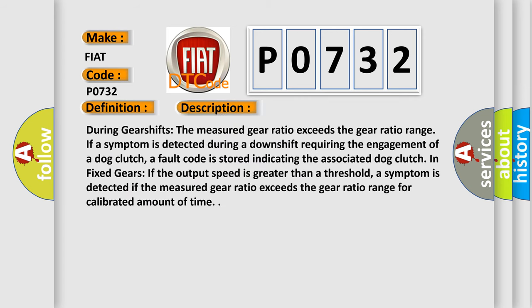During gear shifts, the measured gear ratio exceeds the gear ratio range. If a symptom is detected during a downshift requiring the engagement of a dog clutch, a fault code is stored indicating the associated dog clutch in fixed gears. If the output speed is greater than a threshold, a symptom is detected, if the measured gear ratio exceeds the gear ratio range for a calibrated amount of time.